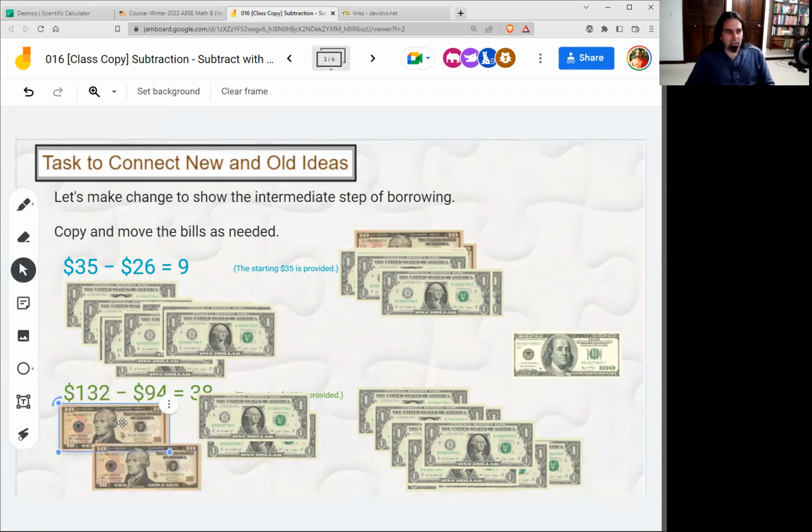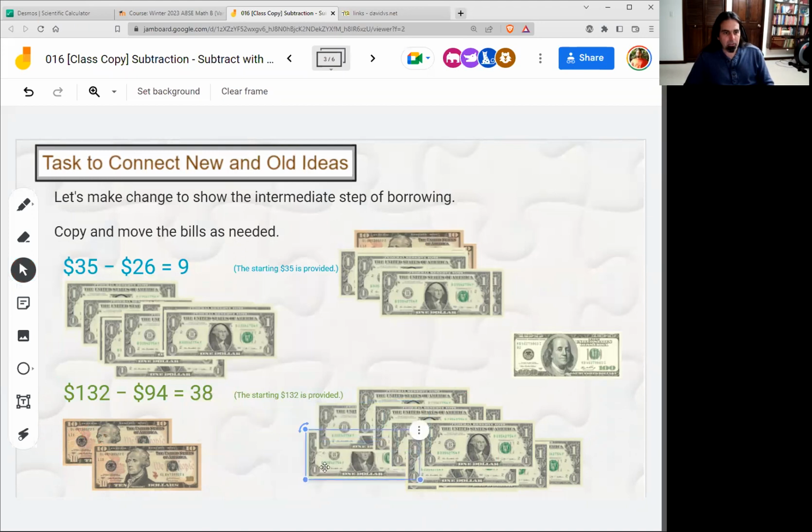Now we still have the 132, right? 100, 110, 120, 130, 132. I have enough ones now to do whatever I want with ones. What I don't have is 90 to get rid of 94. So I should do the same thing, but get rid of the 100.